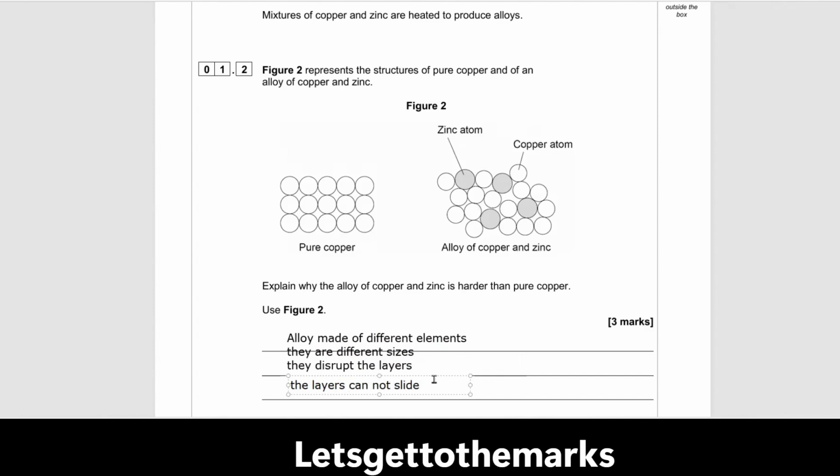So I've made 4 points to get my thing across. Said, look, there's different elements that are different sizes. That's kind of 1 mark. Elements of different sizes. They disrupt the layers. The layers can't slide. That's your 3 marks for learning why alloys are harder. If you're ever asked why is copper softer, you say it's made of one type of element, all the same size, in a regular arrangement, in layers. The layers can slide. Anywho, let's move on.